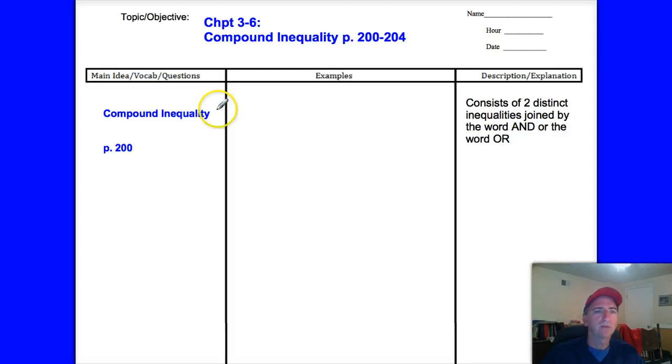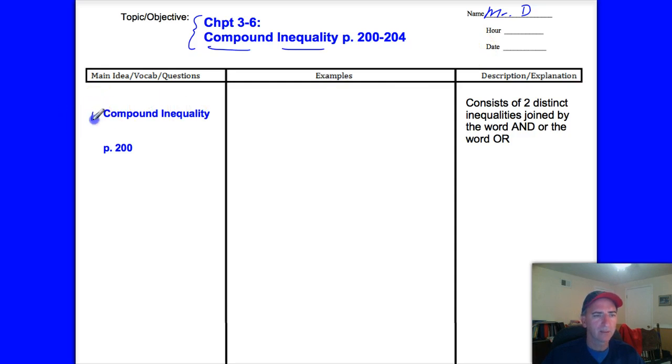Hello and welcome to Chapter 3-6, Compound Inequalities. A really cool topic, I think. It's somewhat complicated and you're going to have to spend some time studying it to understand it. Put your name on your notes as well as your hour and date.